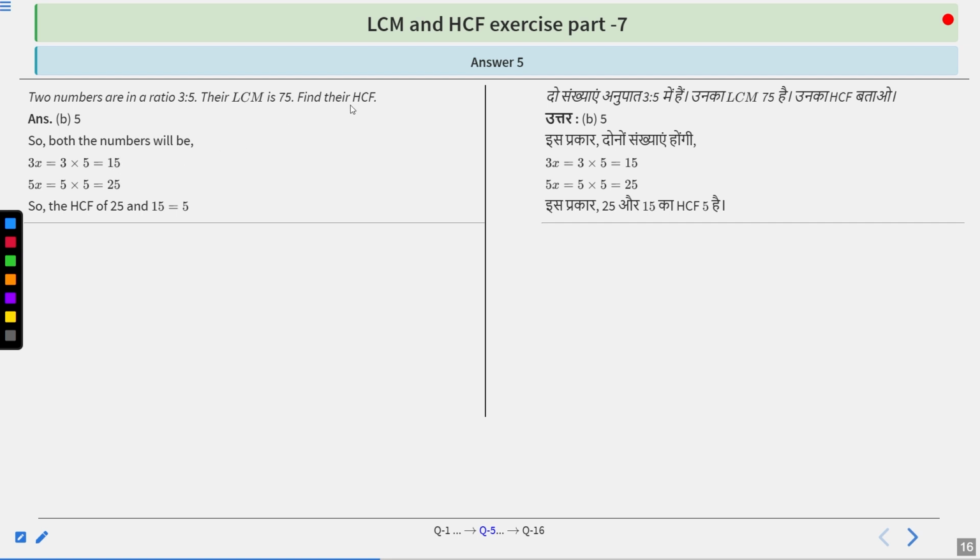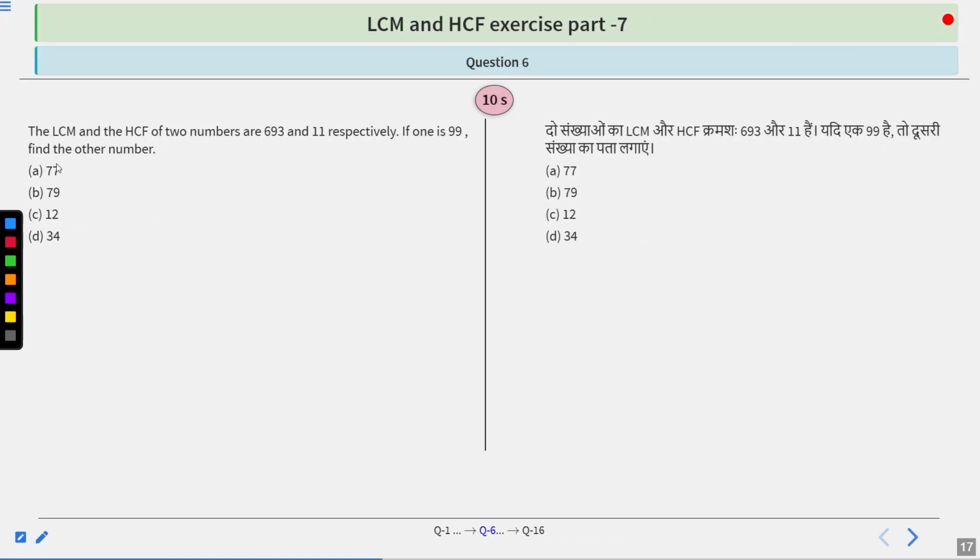Now we have to find their HCF. So HCF of 15 and 25 is 5. That means option number B is the correct answer. The LCM and the HCF of two numbers are 693 and 11 respectively. If one is 99, find the other number. Options are 77, 79, 12, and 34. These are the options.